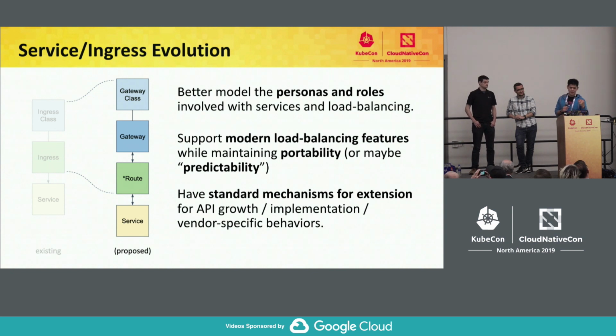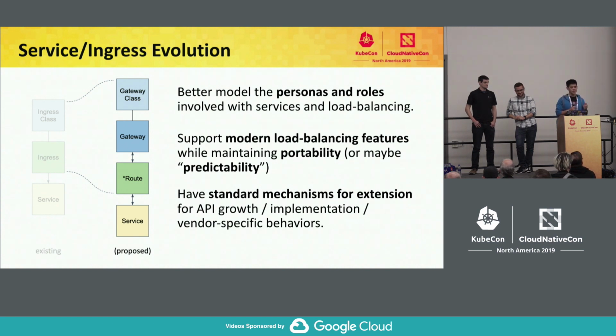So we see at a high level three main goals. One of them, looking at those personas, is to better model them with the resource model. The second one is, as the implementations all converge in capability, to support more modern load balancing features. And then we did an Ingress user survey in 2018, and we came back with two opposing viewpoints. One of them is that it must be portable, and the other is I must be able to use all my power features of my underlying implementation.